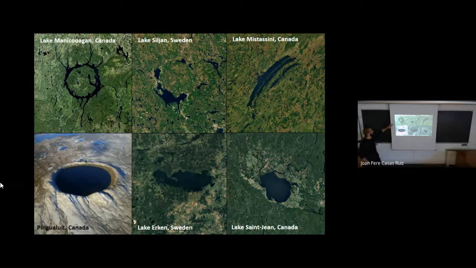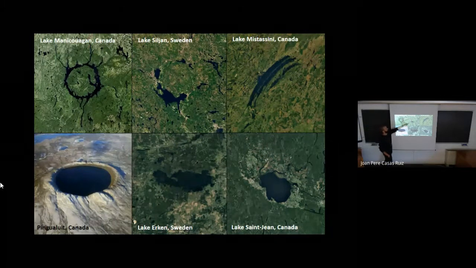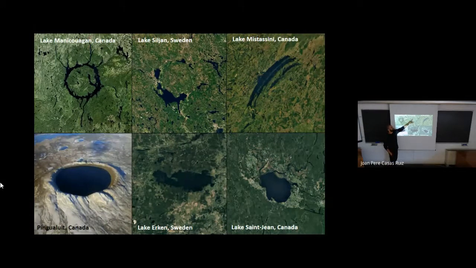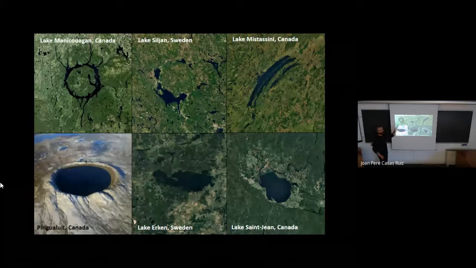In this case, this one is my favorite, Lake Manicouagan, and it was originated by the impact of a meteorite. It's actually not unique because we can find a similar one in Sweden. It's not very common, but it's not rare at all to find this kind of shape also in Scandinavia. So across the boreal biome, we have all these different types of lakes based on size and shape.